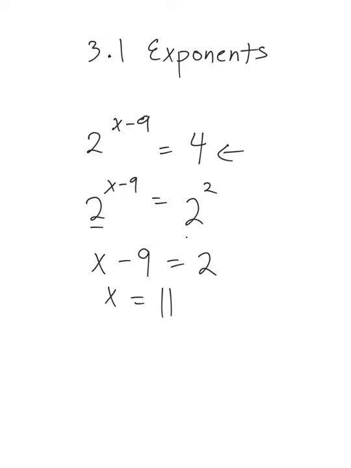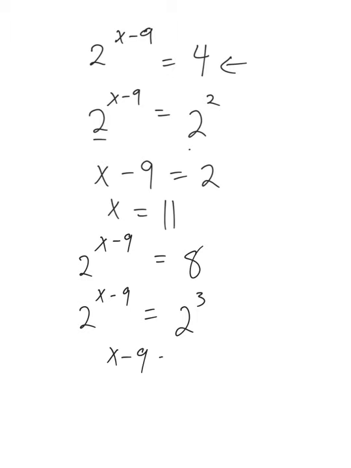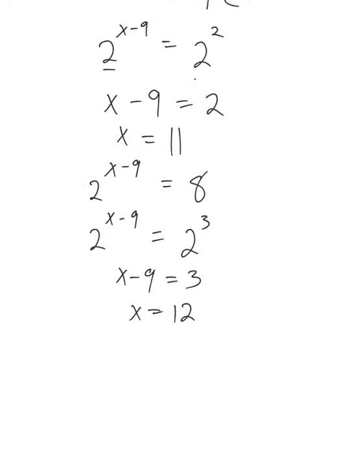What if it didn't say 4, right? Let's just say x minus 9 equals, instead of 4, let's say 8. Same rules apply. This time, I know that my 8 is 2 cubed. So then I solve the same way. x minus 9 must equal 3. Well then, x must equal 12. The same rules apply with this.